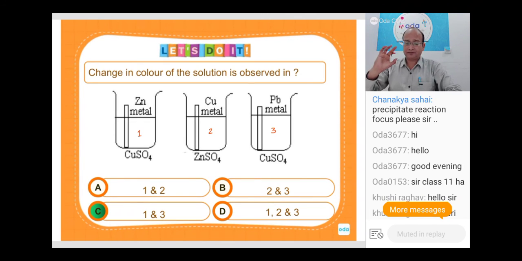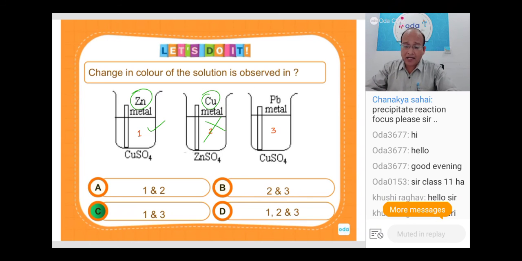Let's see the answer. The correct answer is C. Okay, congratulations to all of you who have given the correct answer. Yeah, how is it C? Look, zinc is more reactive than copper. So this reaction will take place and the color of the copper sulfate solution will change from blue to colorless. Copper is less reactive than zinc, so this reaction will not take place.